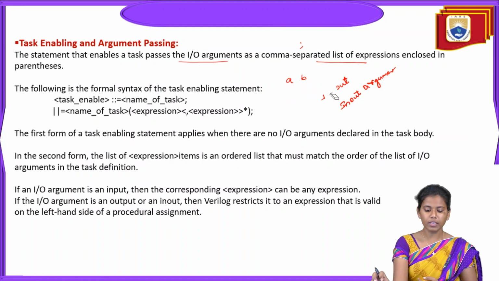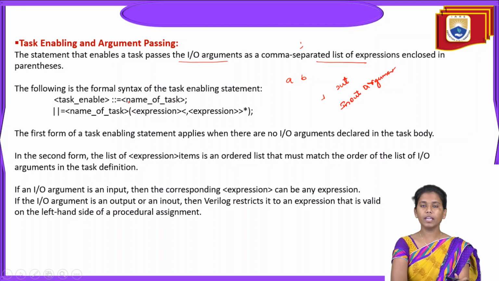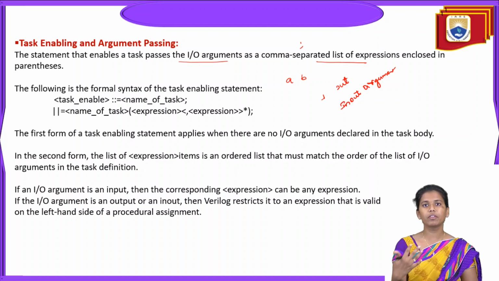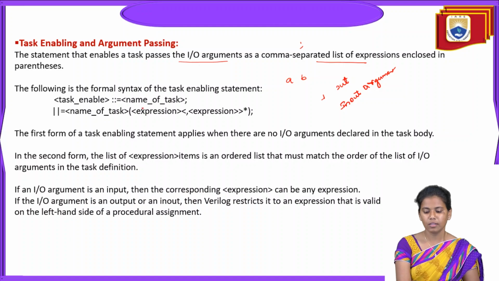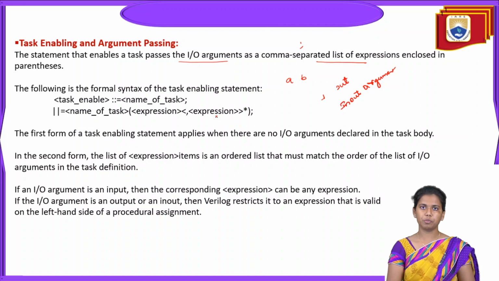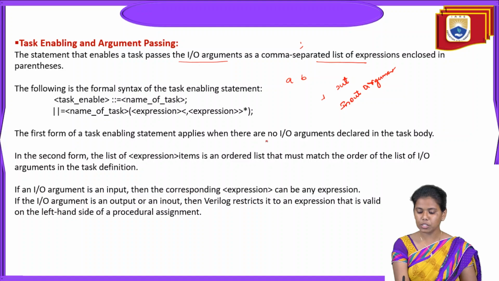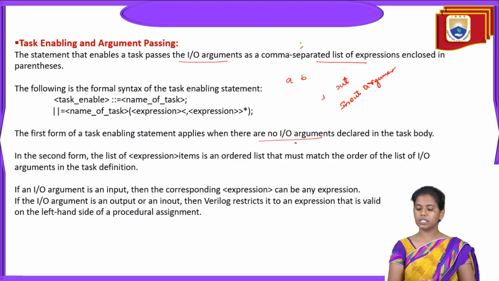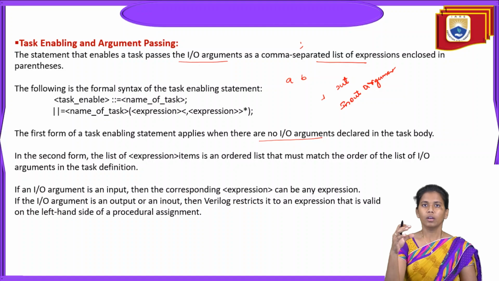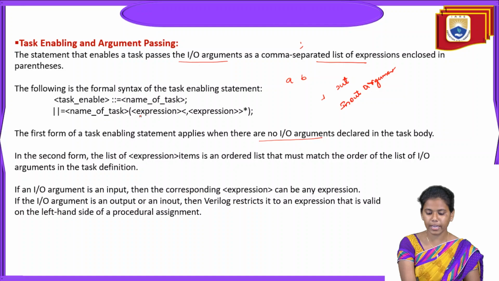And also we are saying that this is a formal syntax in terms of the task enabling. So the formal syntax goes like this: task enable. We are enabling the task, and then we are giving the name to that particular task. So the name of a task, and then the name of a task followed by the expressions, right? And then the first form of the task enabling statement applies when there are no in-out arguments declared in the task body. So we see that these are the enabling statements.